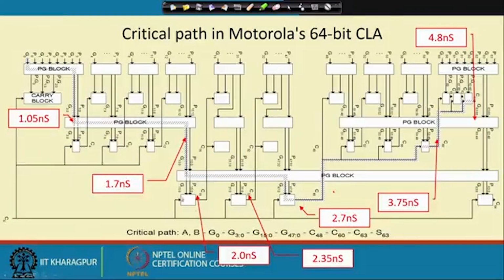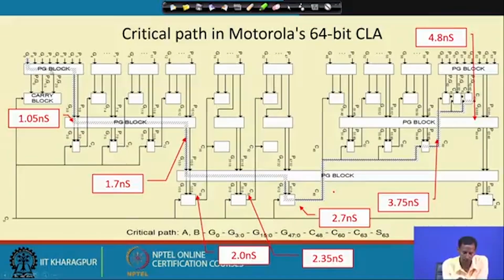Then again for P15 and G15 it is 2.0, then for 31 it is 2.35, for 47 this is 2.7, for 51 that is 3.7, and ultimately for 63 the total time is 4.8 nanosecond, and this is the corresponding architecture. So, which one is the critical path?